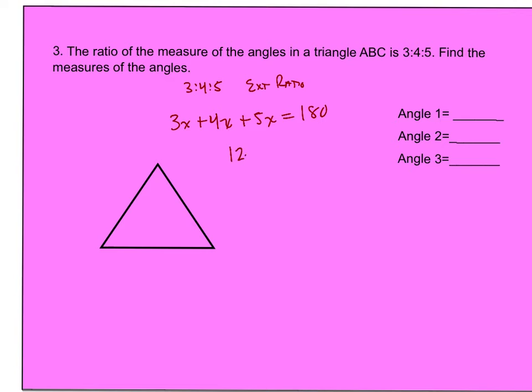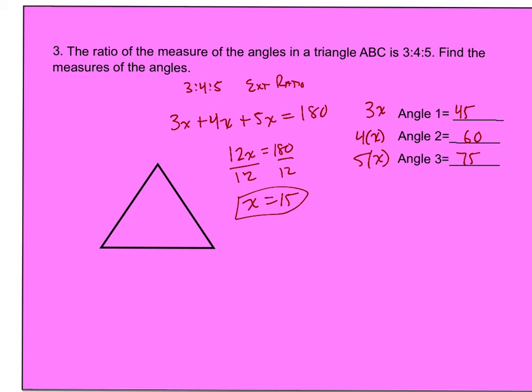So 3, 4, and 5 together is 12. A little division. So 180 divided by 12 is going to equal 15. Okay, so we know that this is the common number that all of them share. So then 3 times x would be 45, 4 times x would be 60, and 5 times x is going to be 75. There are my angles right there.